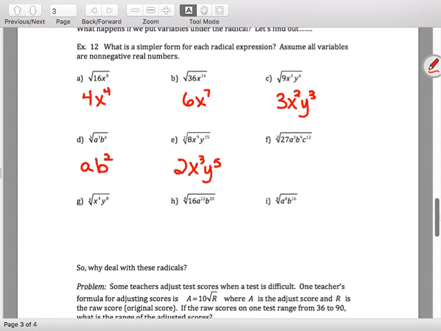All right, Jacob, what did you get for letter F? 3ab cubed c4. Good job. You got it. Okay. All right, Brooke, what did you get for letter G? XY squared. Nice. XY squared.